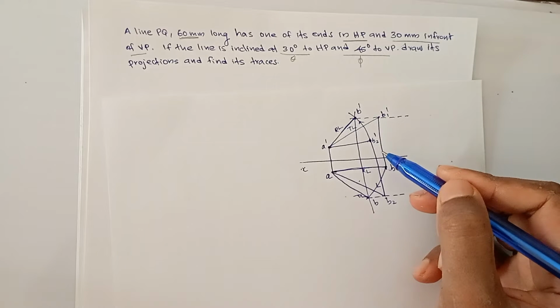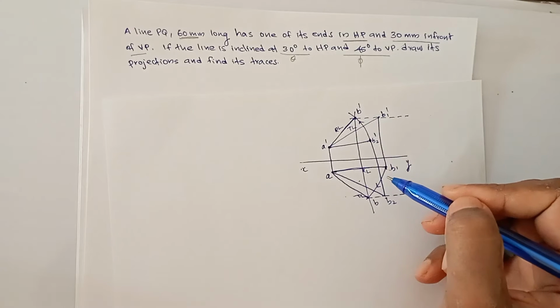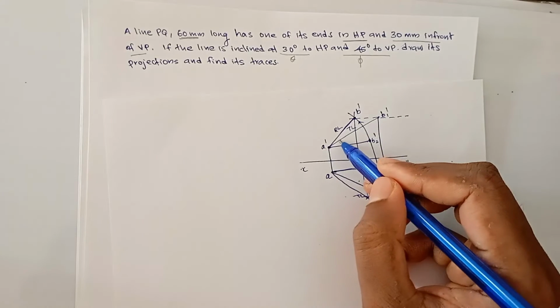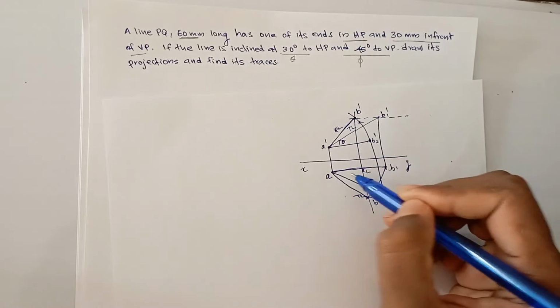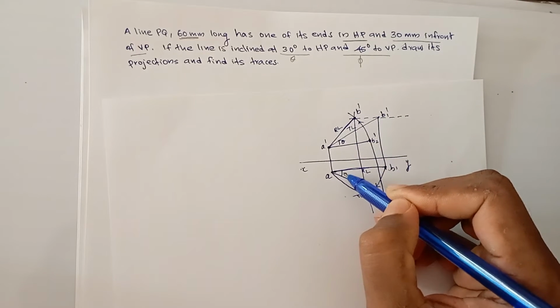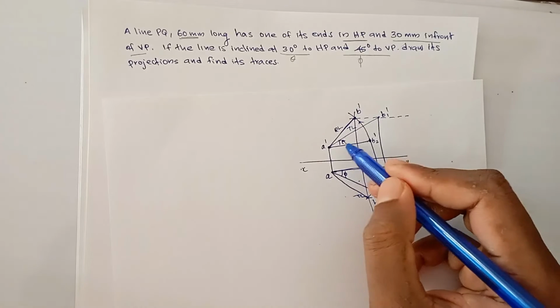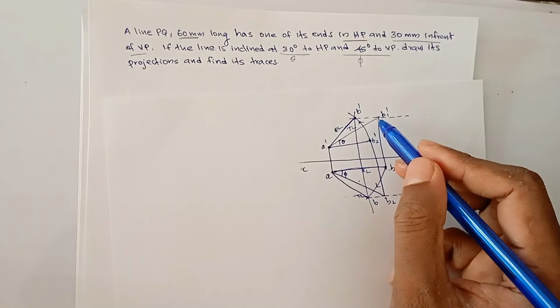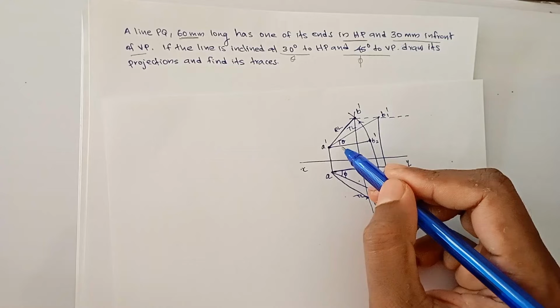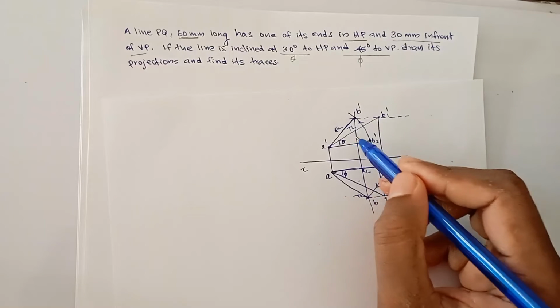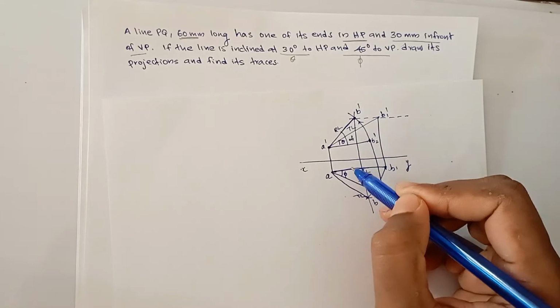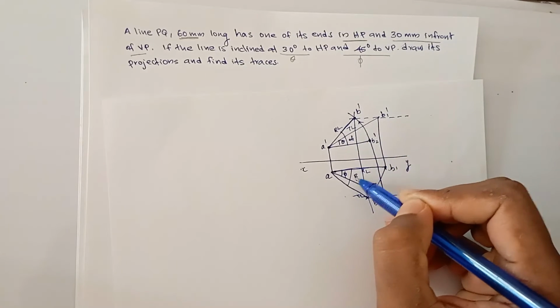You first understand this basic structure. You have to draw this basic structure. This angle is theta, this angle is phi, that is, the true length makes phi with VP, and the true length that makes theta with the HP XY line, and this is alpha, this is beta.